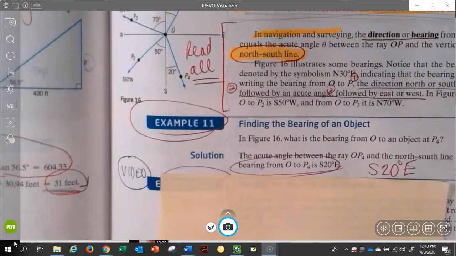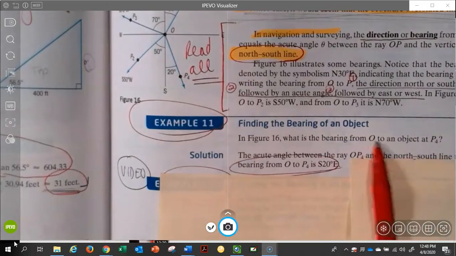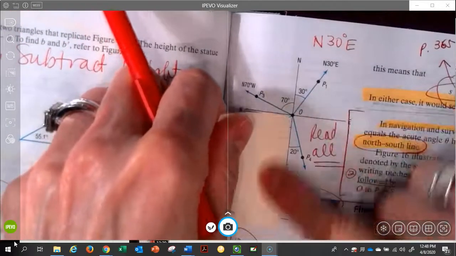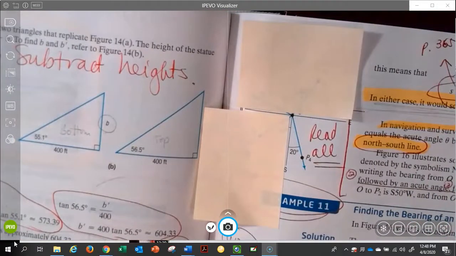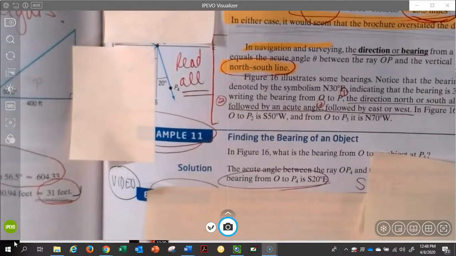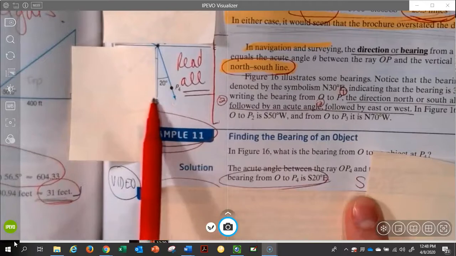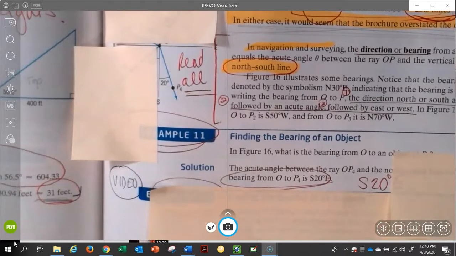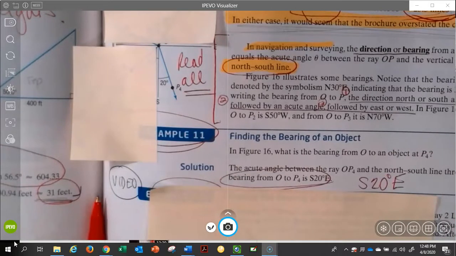And so now it says in this figure, what is the bearing from O to P4? And so to find the bearing from O to P4, I'm going to cover all of this back up, and I'm going to ask 3 questions. Are we in the north part or the south part? And we are in, right here, we are in the south part. What are the degrees coming off of the vertical? Not off of the horizontal, off of the vertical. And we're coming off of that by 20 degrees. And when we came off of the vertical, did we go to the west side or the east side? And we went to the east side. And that concludes how to find bearing.